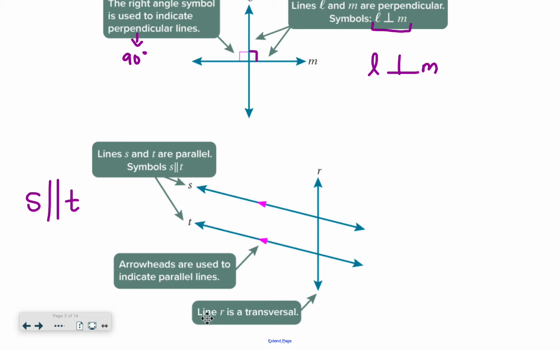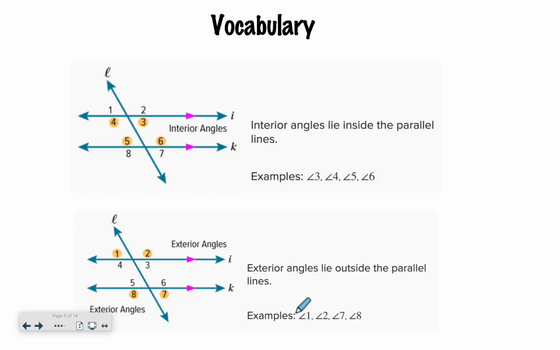Okay? And then here you can see that we have another word. This new word that you probably haven't heard of before is transversal. What a transversal is, is any line that cuts through other lines. So here we have two parallel lines and then we have this line cutting through them that is known as the transversal. Okay, so that was our first page of vocab.